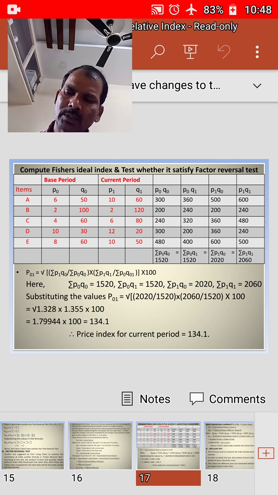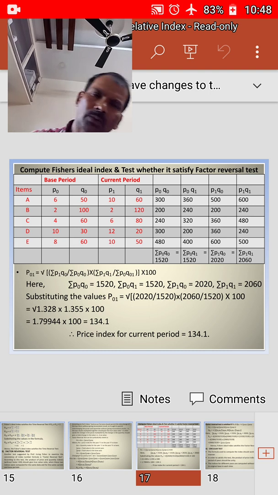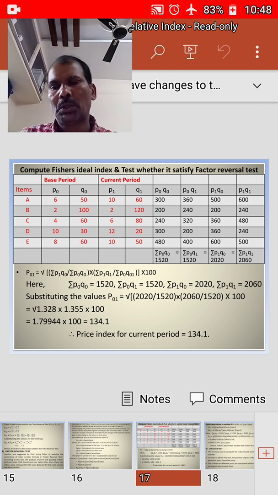Factor reversal test is satisfied if P01 into Q01 is equal to sigma P1 Q1 by sigma P0 Q0.